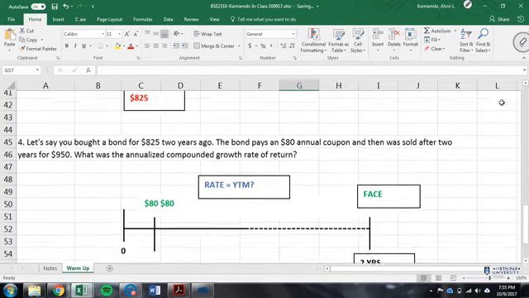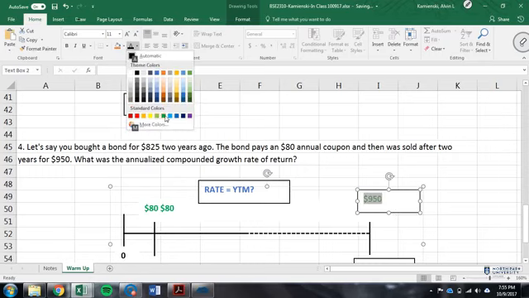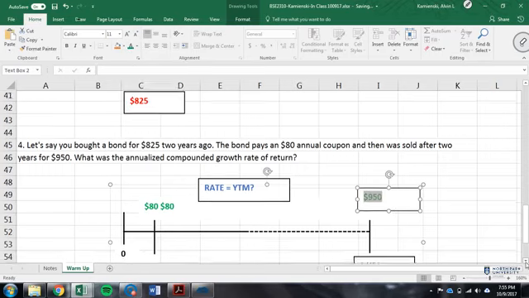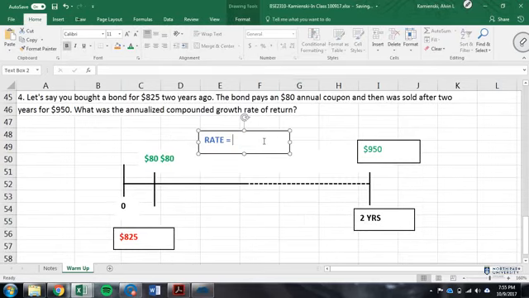Now, there is no face value in this case because you didn't hold the bond all the way till it matures, but rather you got a $950 sale price when you went to go ahead and execute the sale of that bond. And so what we're really asking for again is, what is the rate that you would have earned on $825 growing into $950 when you got paid $80 per year over the course of 2 years?